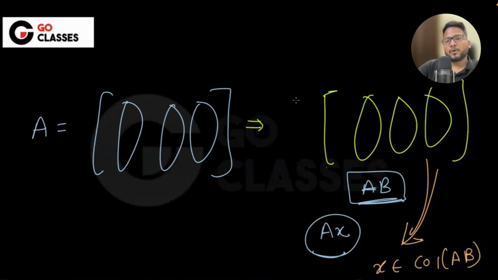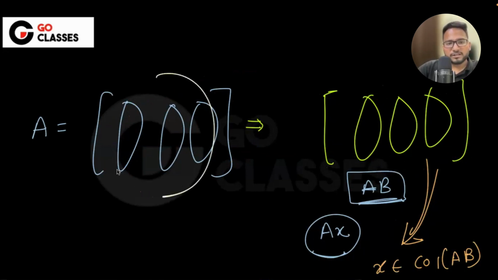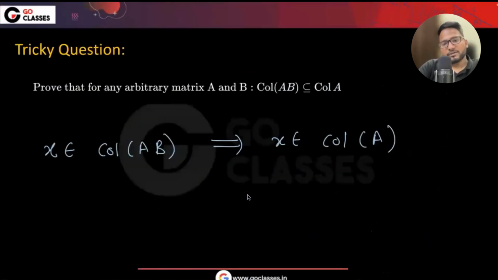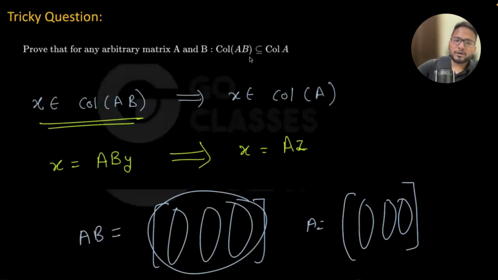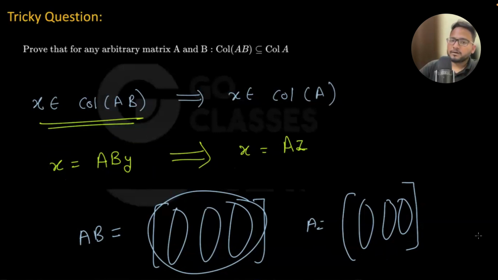Just think about it: if you're getting something from this linear combination, you can also get the same thing from these linear combinations, right? That's what I'm trying to say. Mathematically you can prove it like this: if x is in the column space of AB, which means x is equal to AB times y, then it is also A into something. Which means if it is a linear combination of the columns of AB, then you can also get it from the columns of A. Okay, that is for sure. Cool.